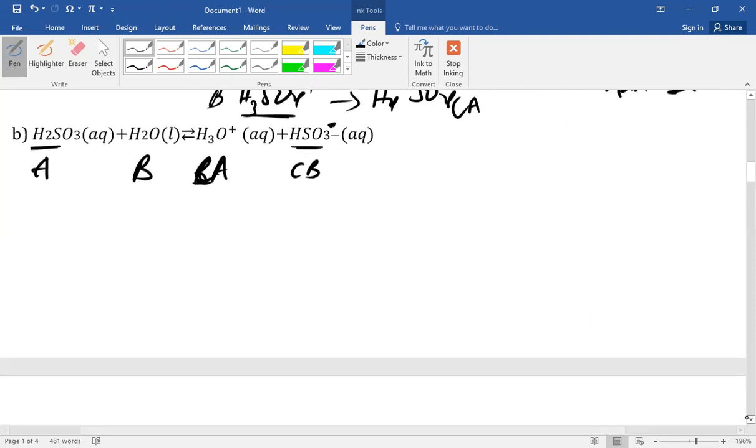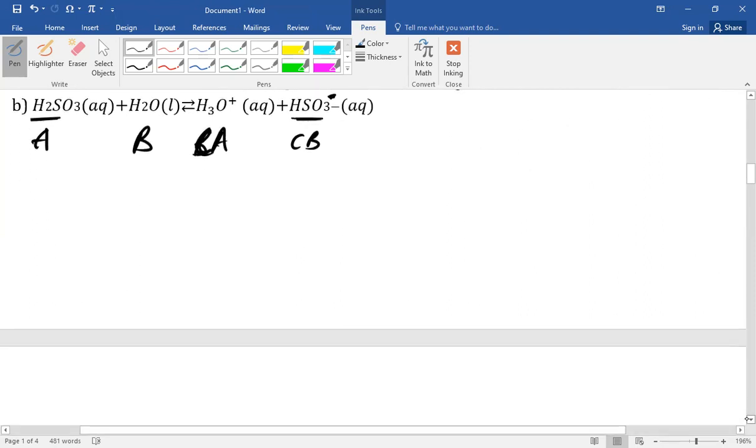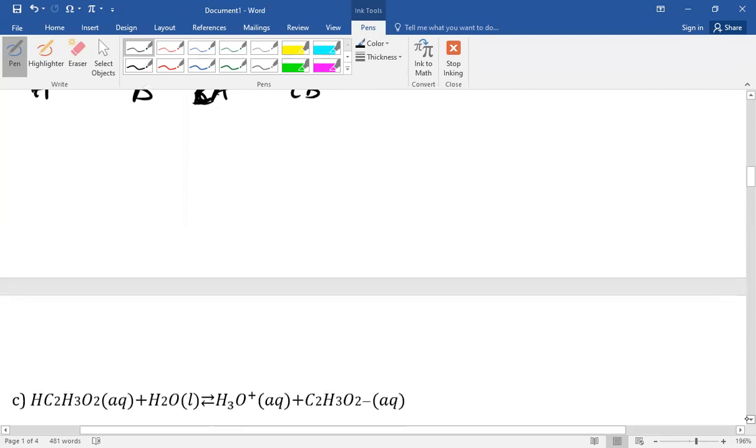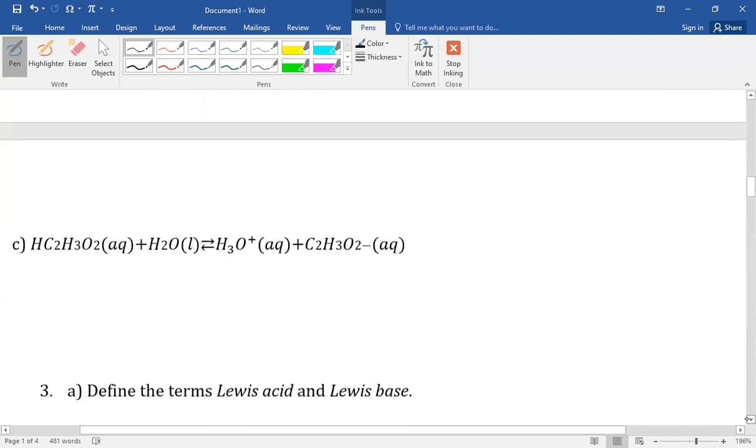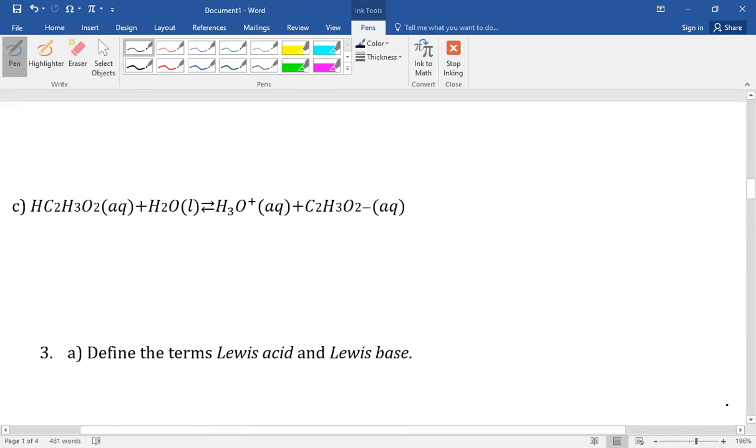Because previously, when we have water and it changes to hydronium, that's the conjugate acid. Take 1 minute to do it, so you can pause the video and do it right now. All right, so you can confirm your solution with what we're going to find together.